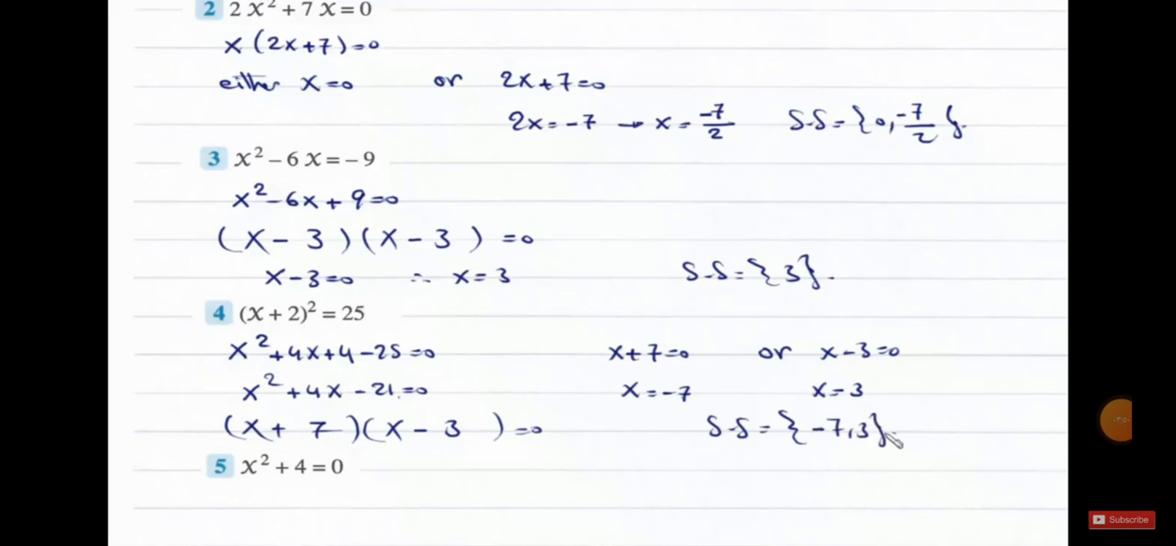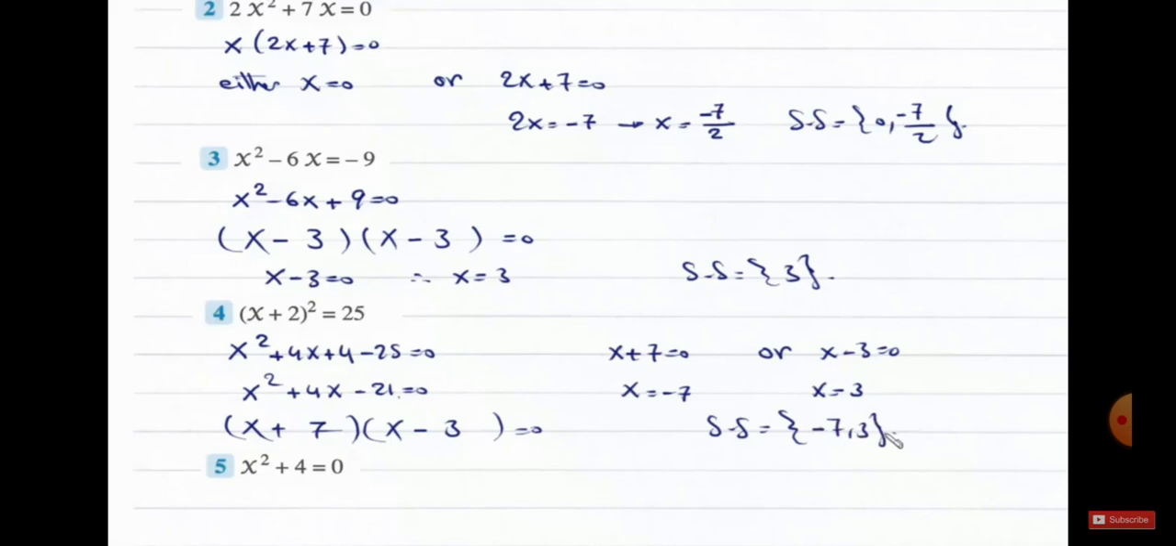Another example, x² - 6x = -9. Negative 9 goes to the other side with the opposite sign, positive 9. Then x² - 6x + 9 = 0, and we make factorization by scissor. We get (x - 3)(x - 3) = 0. Then one of them equals 0, so x - 3 = 0, then x = 3. The solution set is {3}.